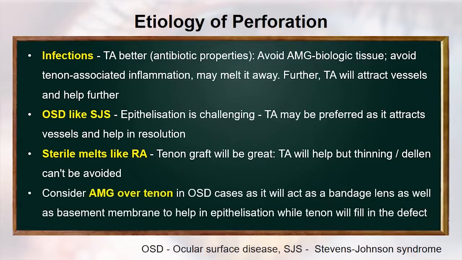Sometimes you have to combine, you have to use tenon along with AMG over it. So these are basically done in OSD cases where epithelialization per se is challenging. In those cases what we generally do is we do a tenon patch graft and over it place an amniotic membrane graft as well. So you don't need to get confused. I'm just trying to tell you that there can be multiple options for one particular perforation as well.